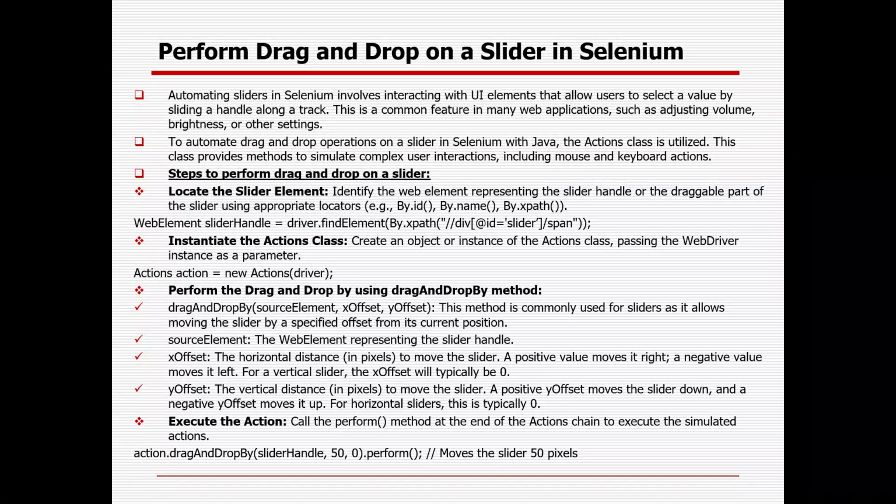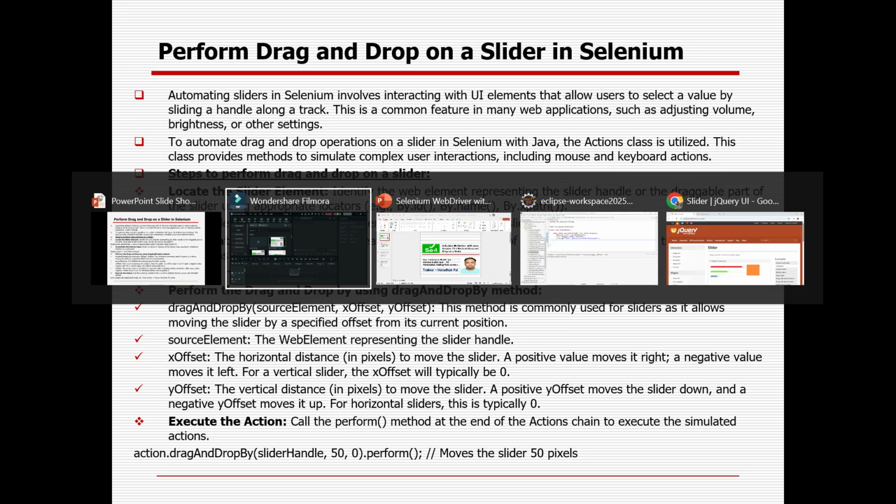For a vertical slider, the X offset value you can make 0. Whereas Y offset is nothing but the vertical distance movement for the slider. A positive Y offset moves the slider down and a negative Y offset moves it up. For a horizontal slider, the user needs to give it as 0. Okay, so this is the way you can perform drag and drop operation on a slider in Selenium. Now let's see the implementation of the slider movement.